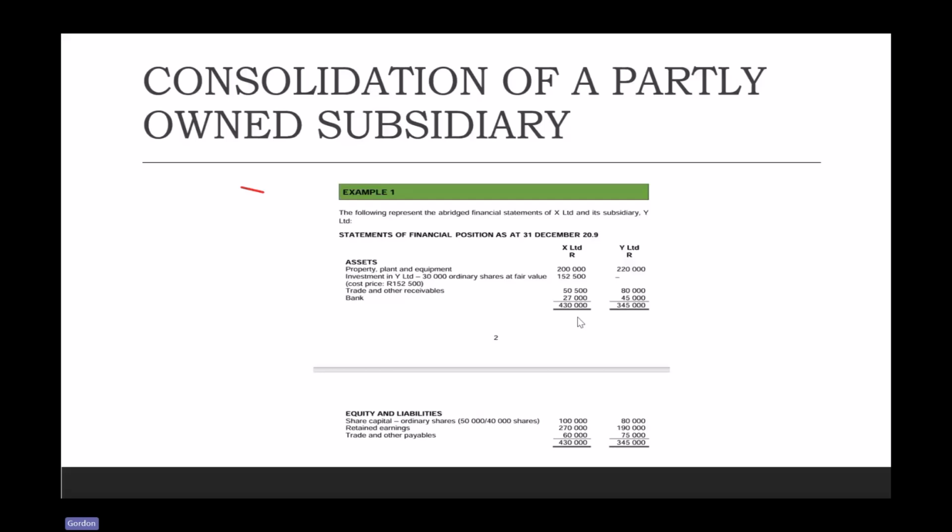But of course, when the subsidiary is preparing its own financial statement, it must assume that there's no group. So it carries on business as usual. You understand? It still continues as if no group has happened.